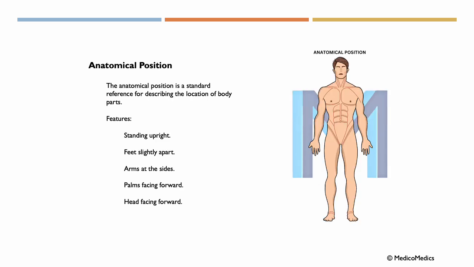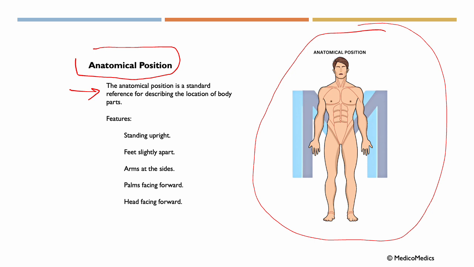Now, when we begin to study anatomy, the first thing we need to become familiar with is our starting point. And in anatomy, we call it the anatomical position. The anatomical position is a standard reference for describing the location of different body parts. And here you have a beautiful illustration of the anatomical position. So it features standing upright, feet slightly apart, arms at the sides, palms facing forward, and head facing forward. This is the anatomical position.